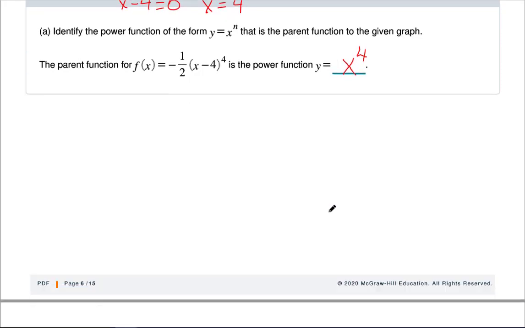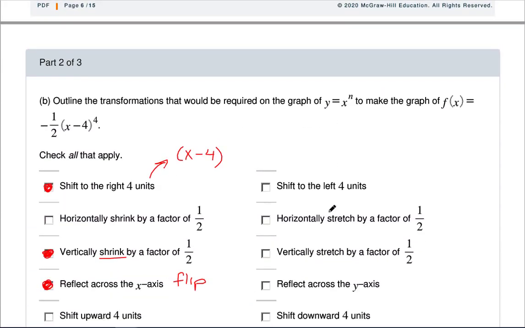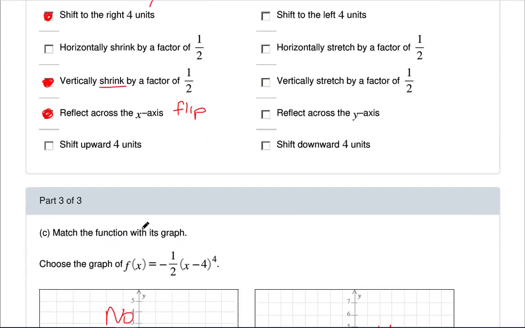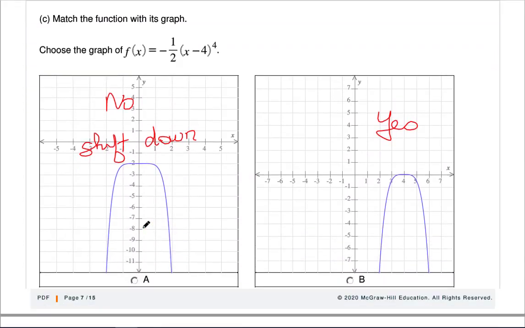All right, so let's take a look. And what's all happened to this guy? All right, so we did get shifted to the right by 4. The 1/2 is not 1, so it does shrink this guy. All right, the negative means that it flips it. It did reflect it.